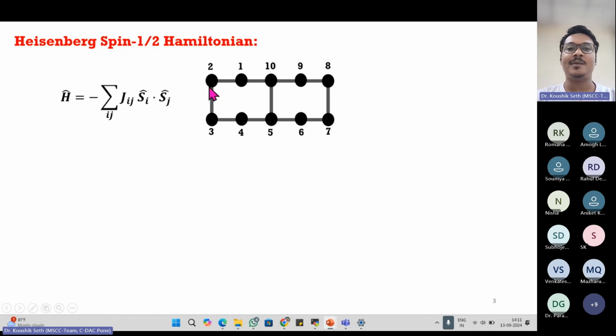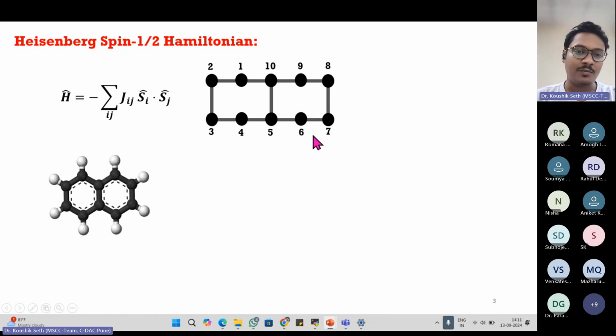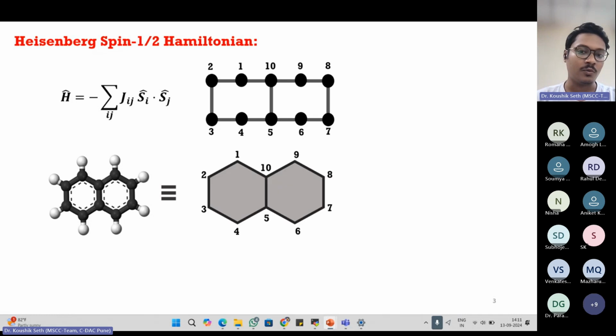And Jij is the coupling between site 1 and site 2. We mark each of the sites and give it a name. But we started our talk with a naphthalene molecule. How can this Heisenberg spin-half model Hamiltonian address the problem? After some engineering, we can show that if we ignore all the light atoms, that is the hydrogens, we can make this kind of a structure.